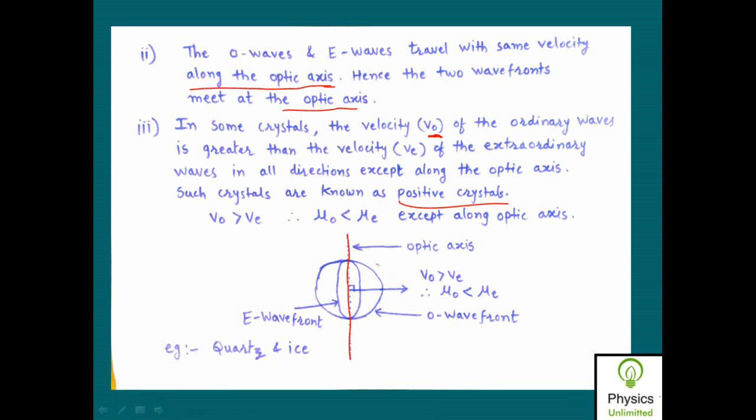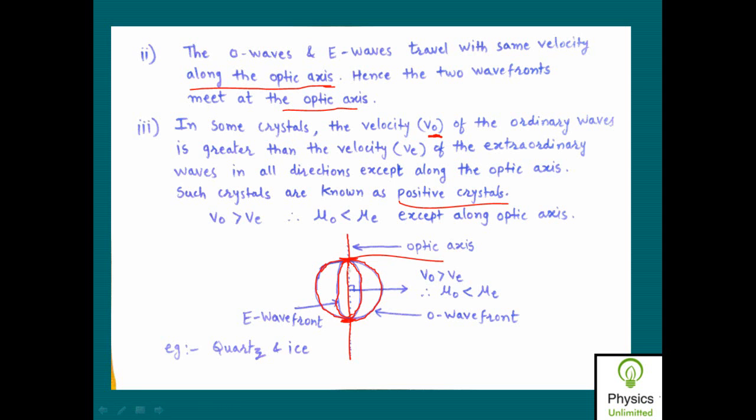According to Huygens' theory, two wavefronts will originate. The one for the ordinary wave is spherical in shape, because the velocity for the ordinary wave is the same in all directions, while the wavefront traced for the extraordinary wave is elliptical in shape, because the velocity for the extraordinary wave is different in different directions. And now look here, the elliptical wavefront and the spherical wavefront both touch each other along the direction of the optic axis.